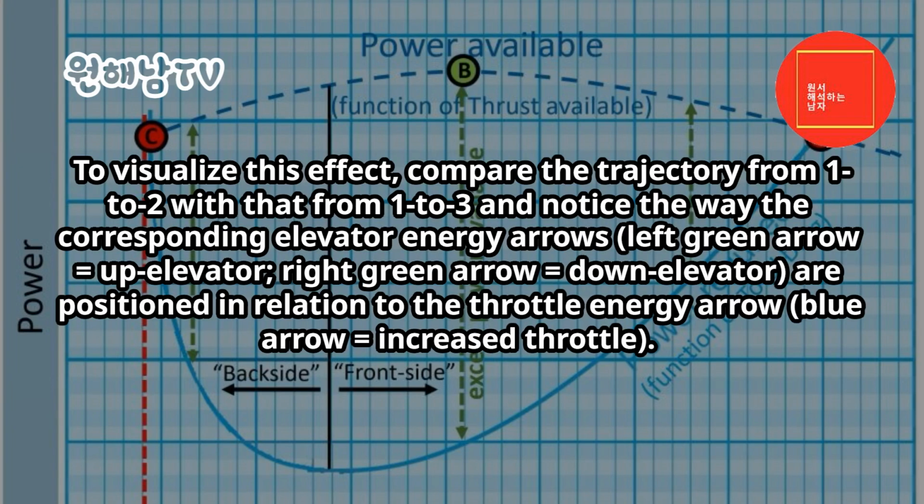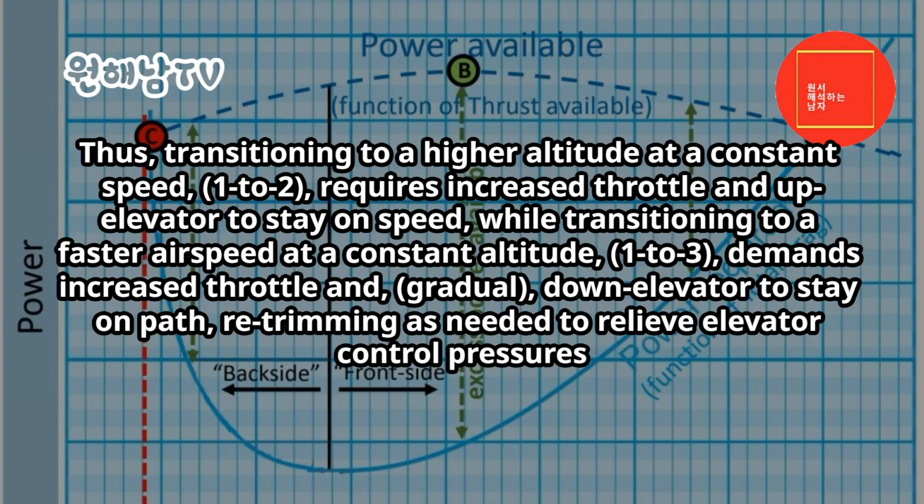To visualize this effect, compare the trajectory from 1 to 2 with that from 1 to 3 and notice the way the corresponding elevator energy arrows, left green arrow equals up elevator, right green arrow equals down elevator, are positioned in relation to the throttle energy arrow, blue arrow equals increased throttle. Thus, transitioning to a higher altitude at a constant speed, 1 to 2, requires increased throttle and up elevator to stay on speed, while transitioning to a faster airspeed at a constant altitude, 1 to 3, demands increased throttle and gradual down elevator to stay on path, retrimming as needed to relieve elevator control pressures.